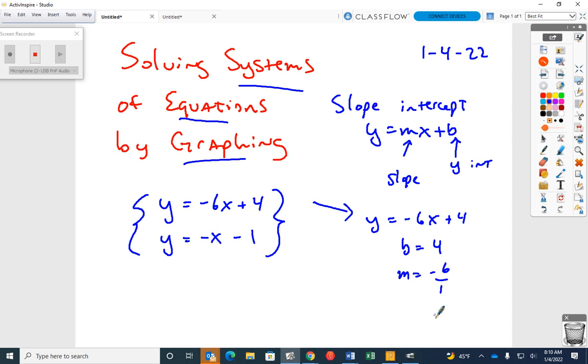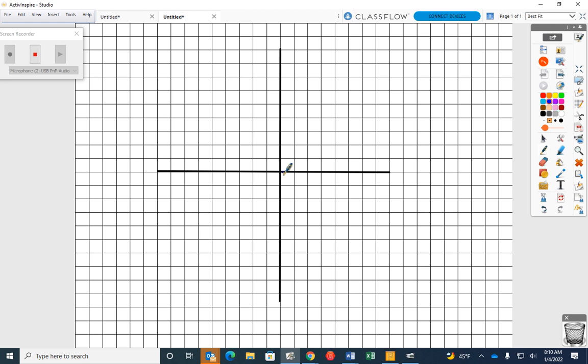Yes. Okay, so let's graph that, okay? A y-intercept of 4. What does a y-intercept of 4 mean? It crosses the y-axis at 4. So I'm going to go up to right here and put a point. What's my slope?